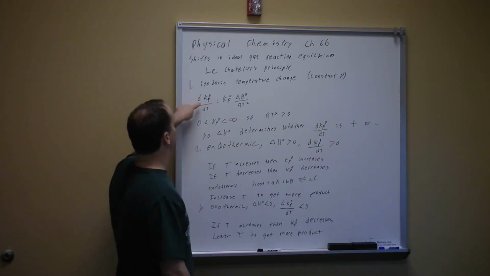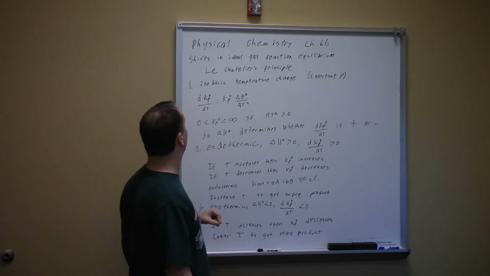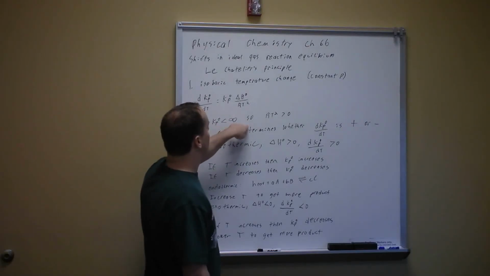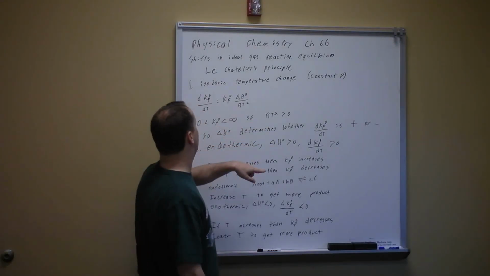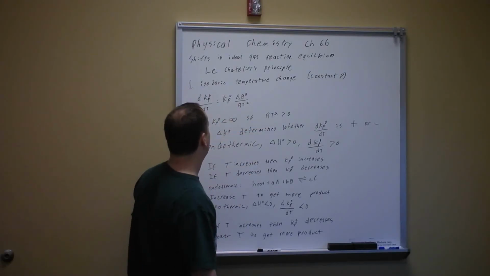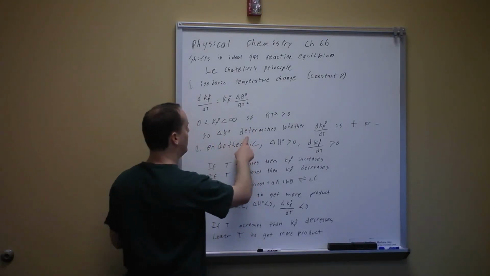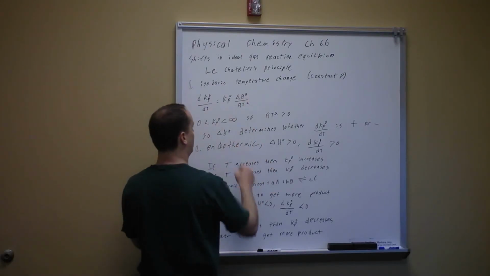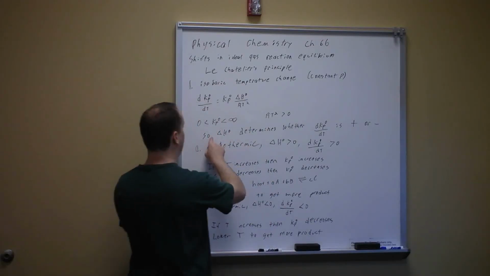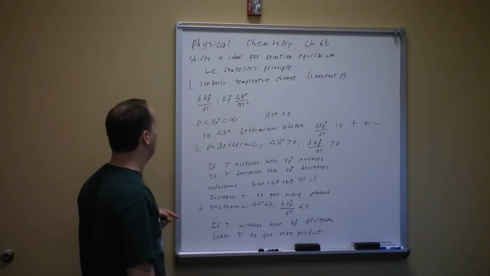Now we have the derivative of Kp naught with respect to temperature is equal to Kp naught times delta H naught over RT squared. Kp naught has to be greater than 0 and less than infinity, and RT squared is greater than 0. So delta H naught is what determines whether the derivative is greater than or less than 0.